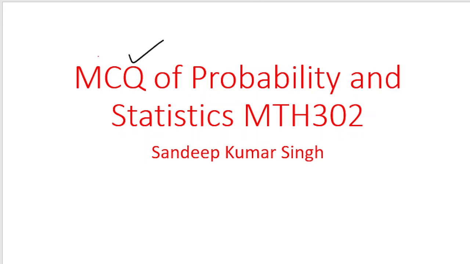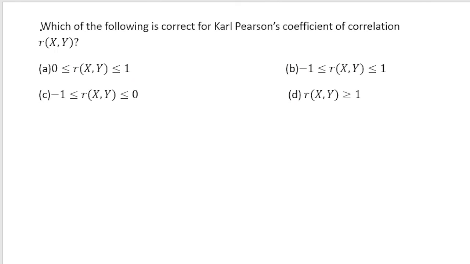I have taken some very simple questions, and just before this video I have uploaded a video where I have discussed the conceptual part of it. So please watch that video also, because sometimes they ask concept based questions also. For problem solving you have to watch the playlist completely, but here I am going to focus on some very simple problems. So first question, which of the following is correct for Karl Pearson coefficient of correlation?